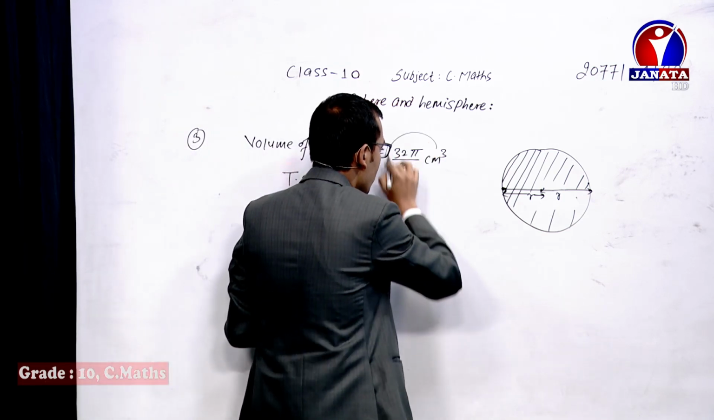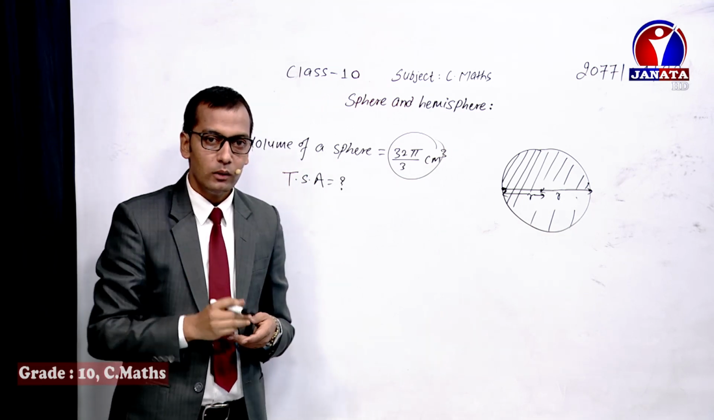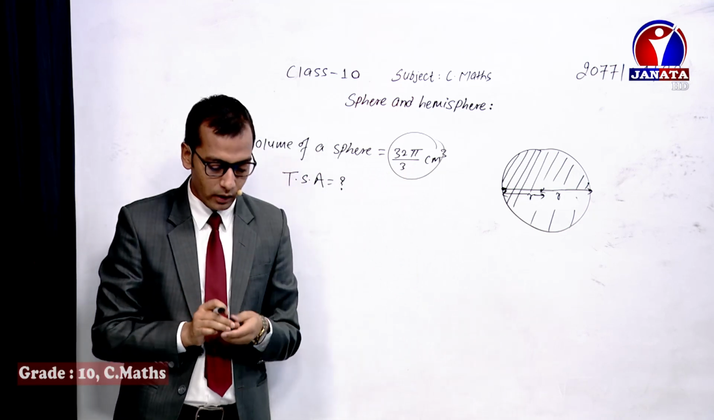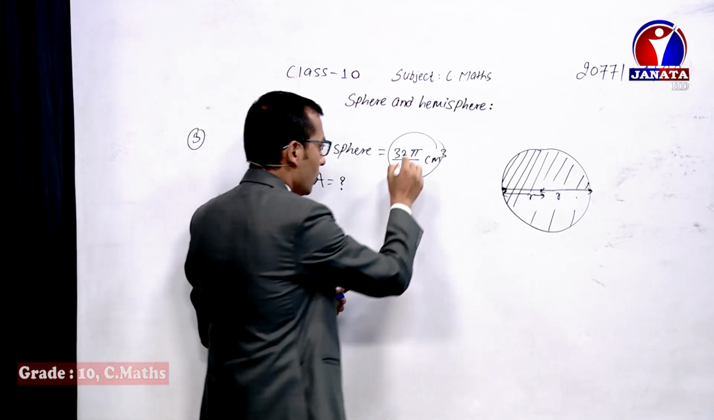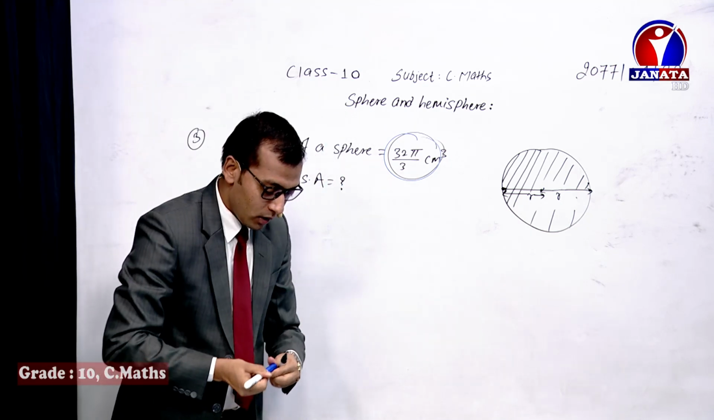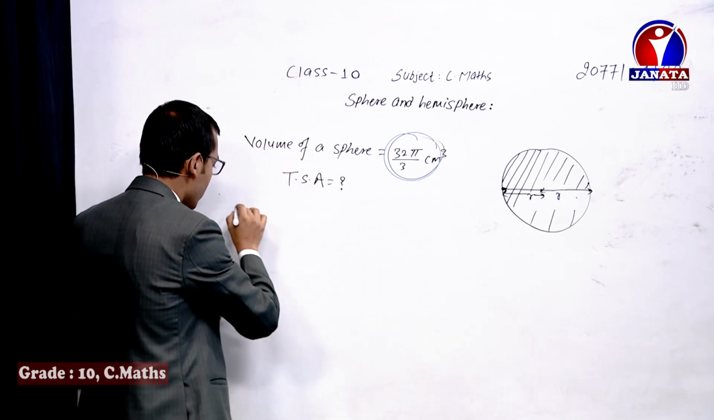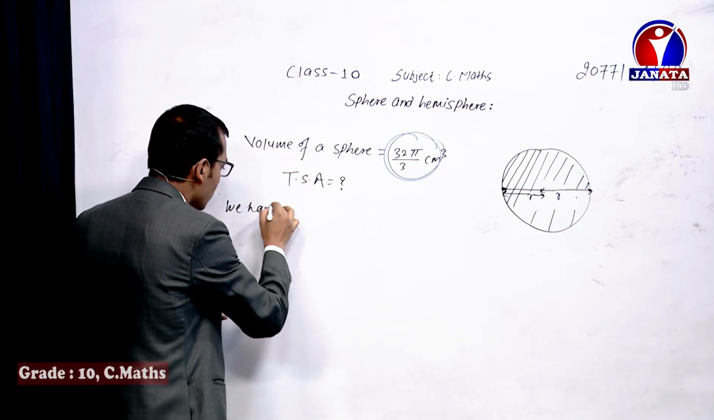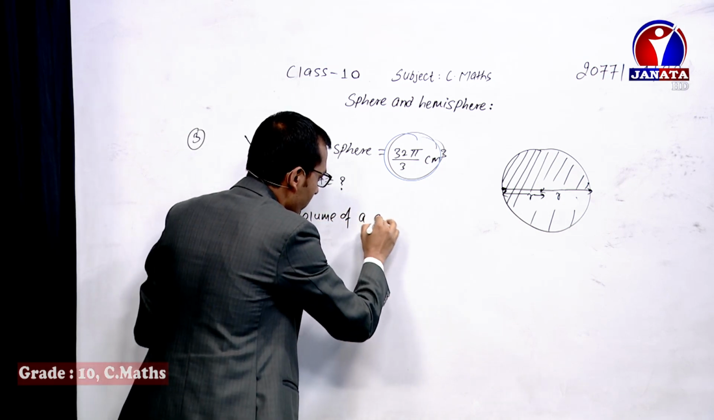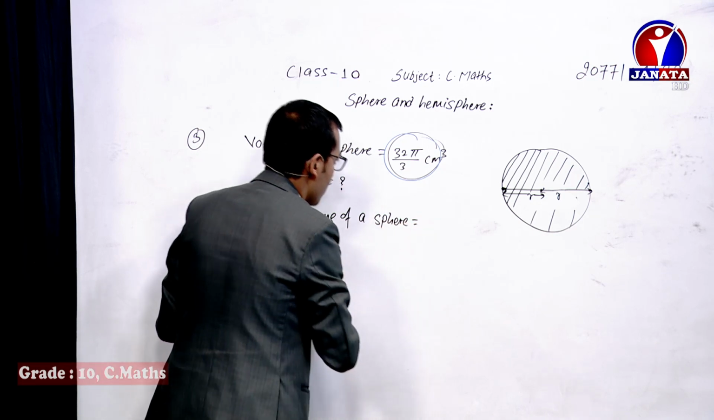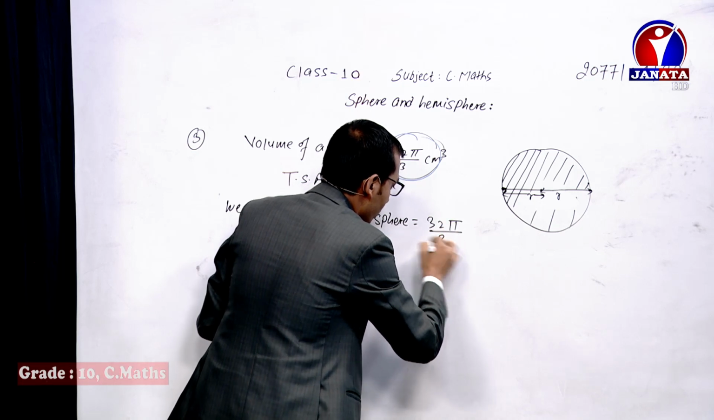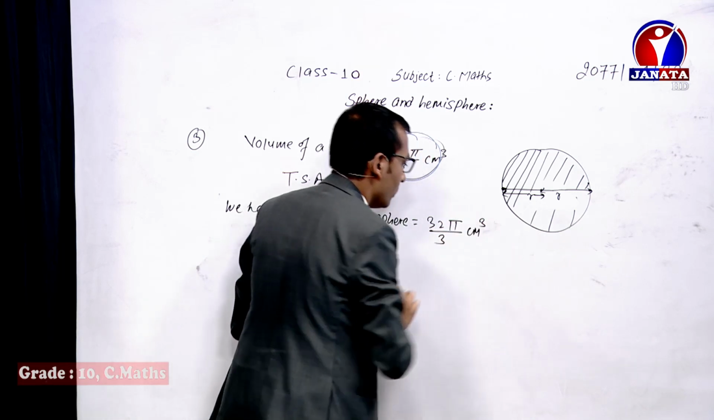So we need to begin from the given parameter. Here the given parameter is volume of a sphere. It's 32 pi over 3 centimeter cube. So let me begin from the volume of a sphere. We have volume of a sphere is 32 pi over 3 centimeter cube.